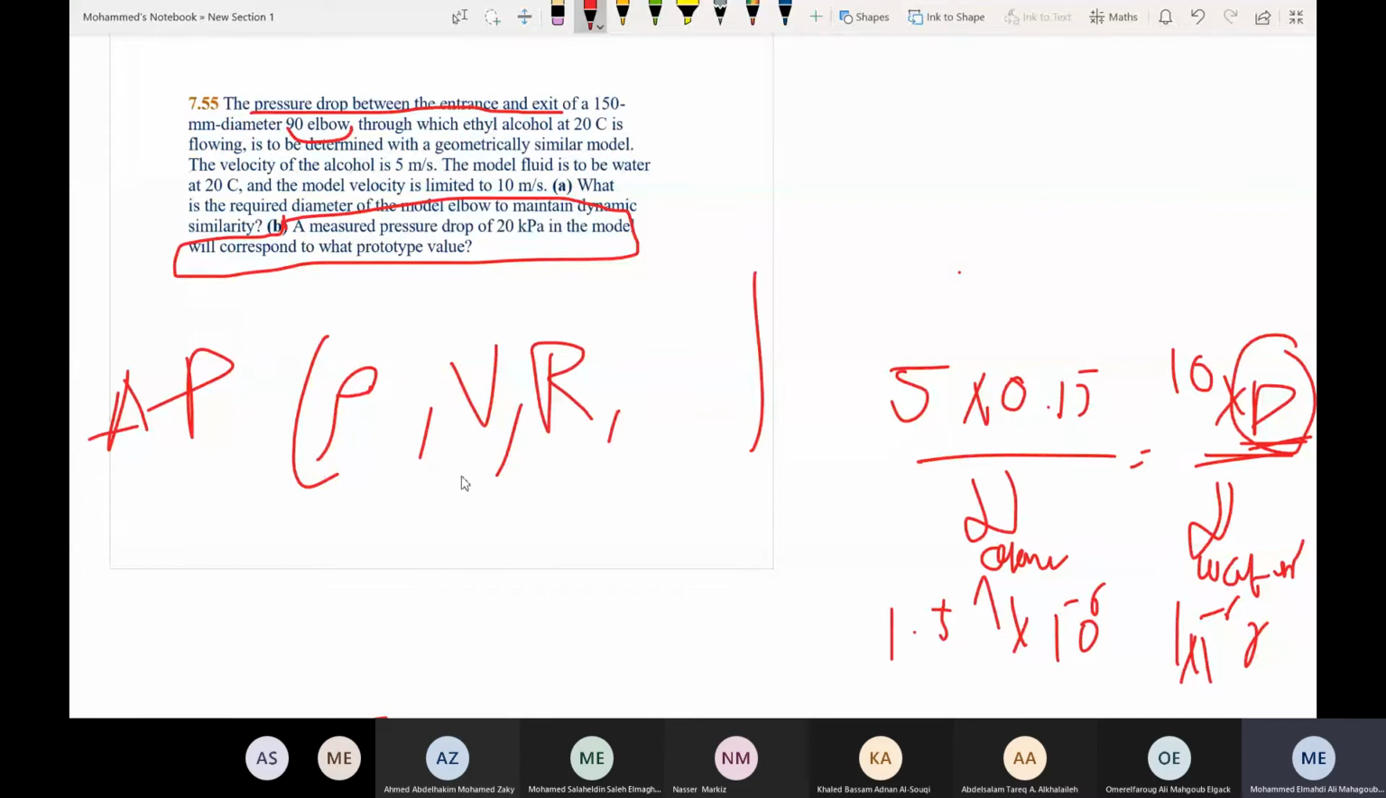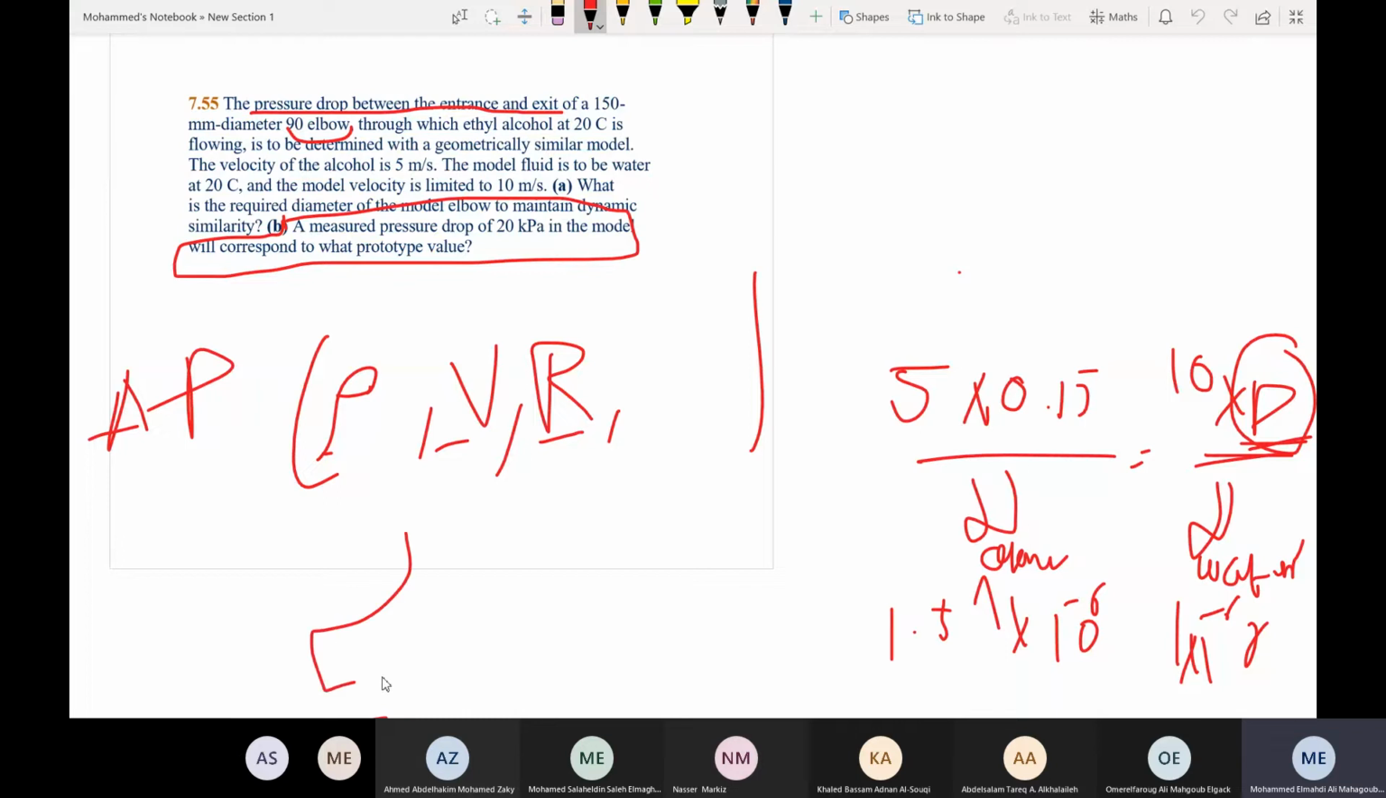We have also the rho, the V, the velocity, and the radius of the bend. Viscosity? No, not the viscosity. The pressure drop does not have viscosity in it. Remember the energy equation: when you calculate the pressure drop, there is no viscosity in it, and we drop the viscous terms. You will include the viscous terms in the Navier-Stokes equations. Something related to the friction, it should be a diameter. The diameter of this bend.